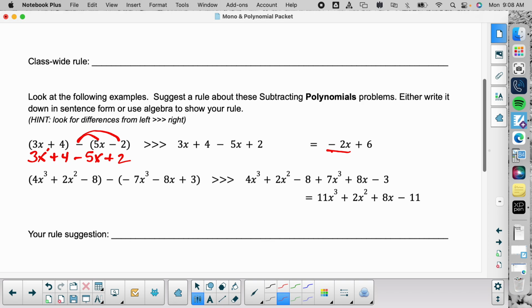And then once you take care of the regular x terms, then we would move on to the regular numbers. The plus 4 plus 2 gives you plus 6. So these problems aren't any different, to be honest. And I wasn't going to take a ton of time to go over them because I didn't know if you even needed it.